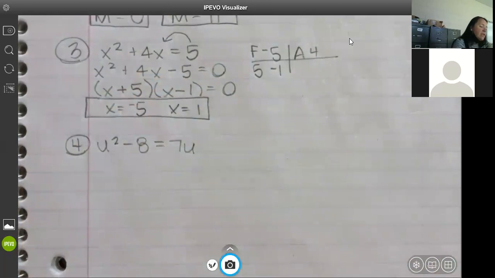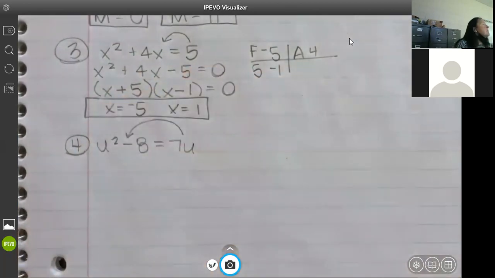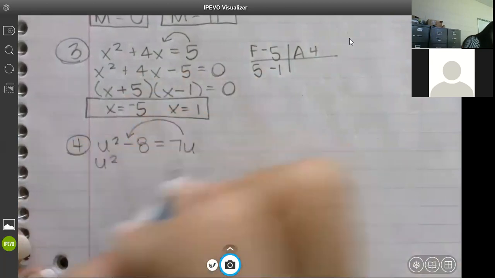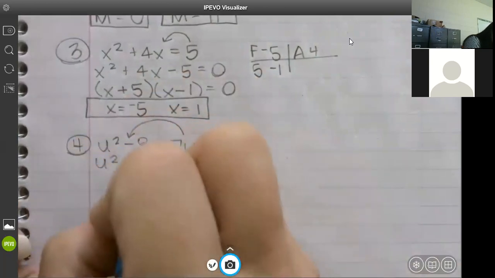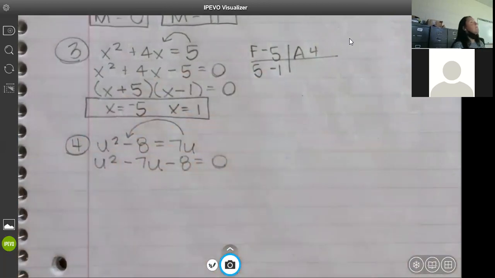We're going to move that 7u over, but it has to go in the middle. So u squared, when we move the 7u, it becomes a negative 7u. But we keep the negative 8, or the minus 8. Do not change that one. Only change the one that you move.